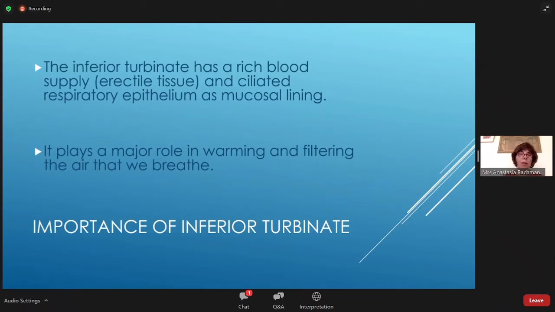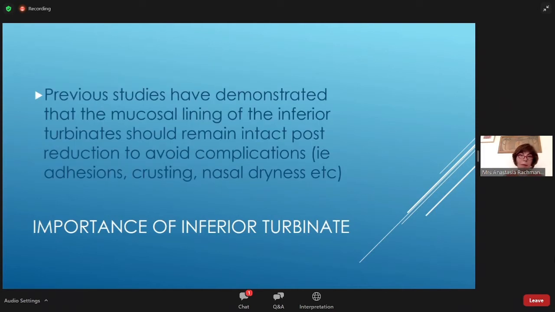And going back to our subject of the inferior turbinate, we shouldn't forget this tissue has a very rich blood supply, and it has a ciliated respiratory epithelium as the mucosal lining. It is very important in the warming and filtering of the air that we breathe. We know that in order to avoid complications, we should keep the lining intact if possible.